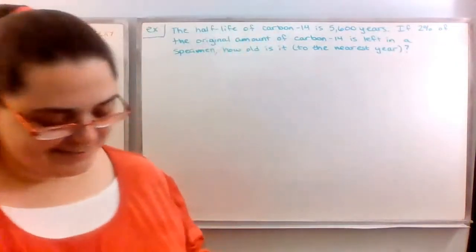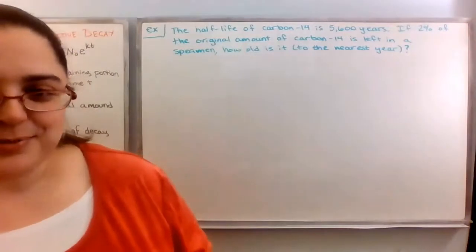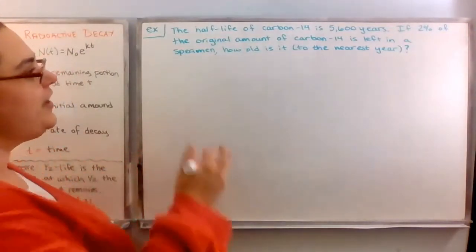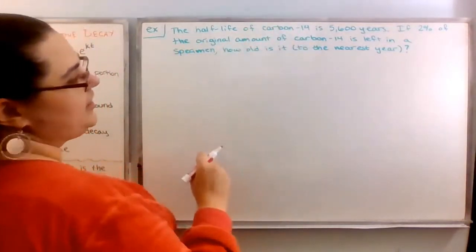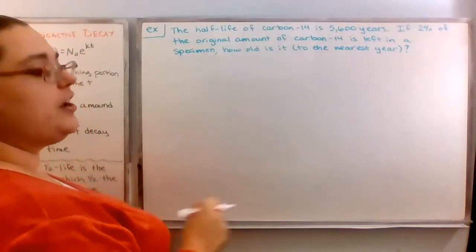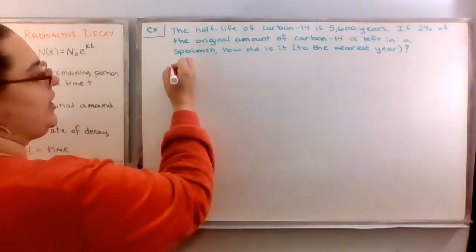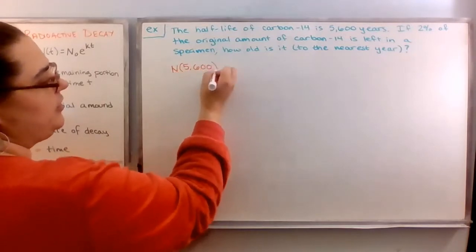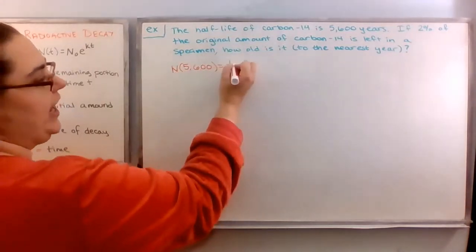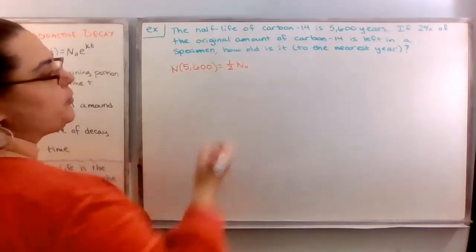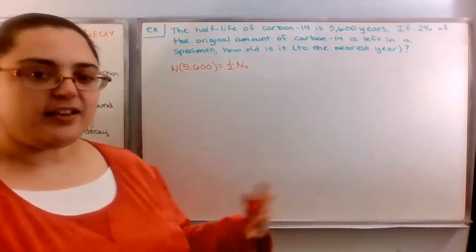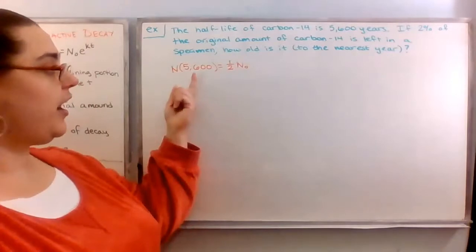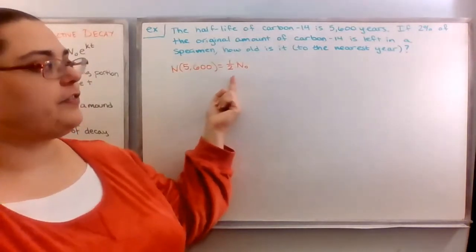All better now. So let's summarize what we've been told. The half-life of carbon-14 is 5,600 years. So what that means is that N of 5,600 is going to equal 1/2 of our initial value. When they tell us a half-life, they're telling us a time at which we have just half of what we started with.